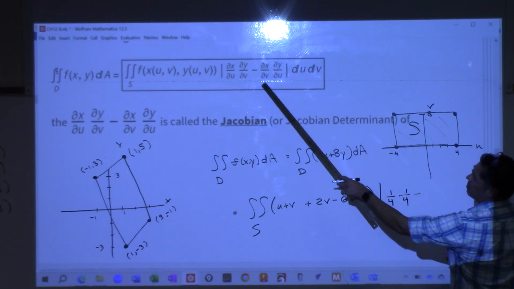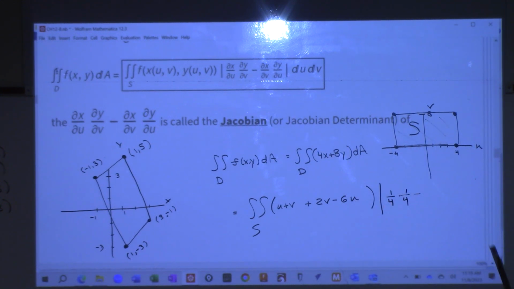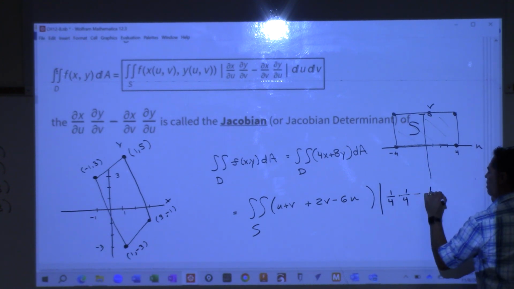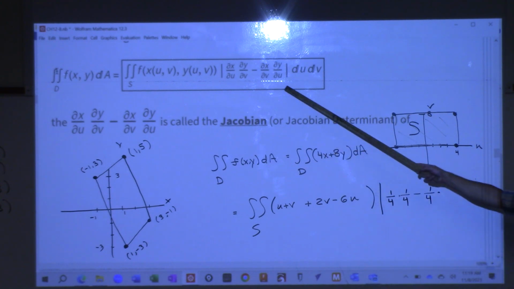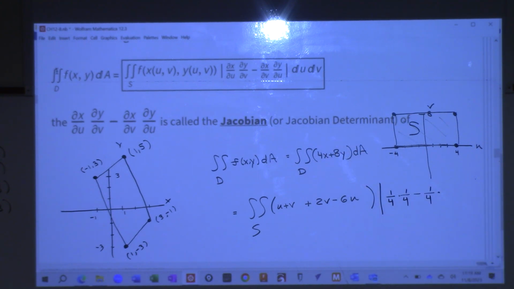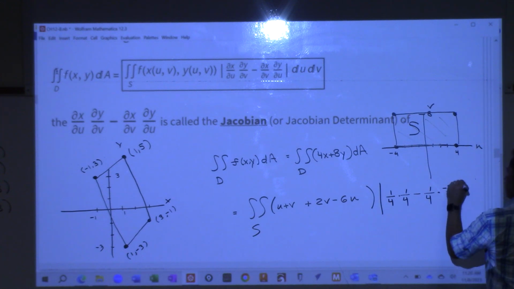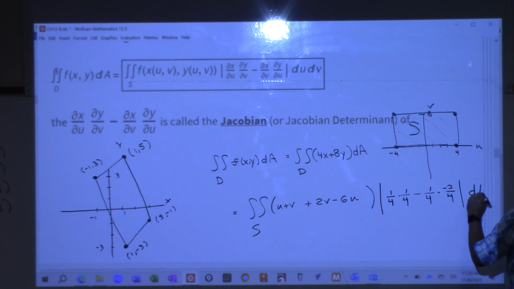Minus, right? Minus partial of x with respect to v. 1/4 again. Times, and then finally the partial of y with respect to u. Negative 3/4. Because the derivative of that's negative 3, derivative of that's 0, so negative 3 times a fourth, negative 3/4. Boom, dA, right? Well, we'll put the limits of integration on the next step. But it's still with respect to area. It's just the area is in a different space now.